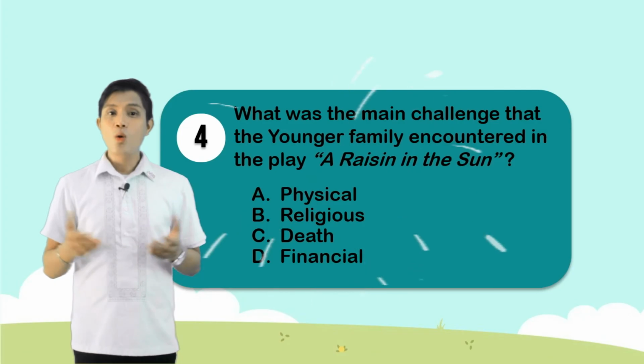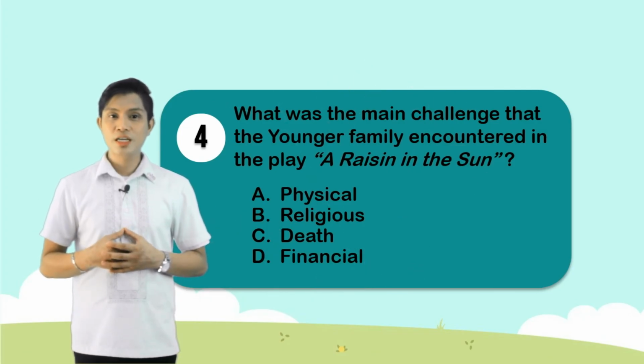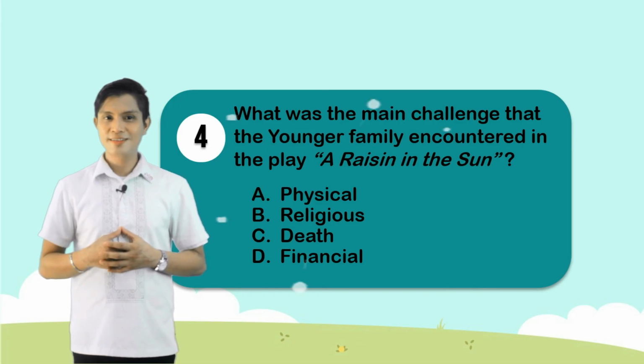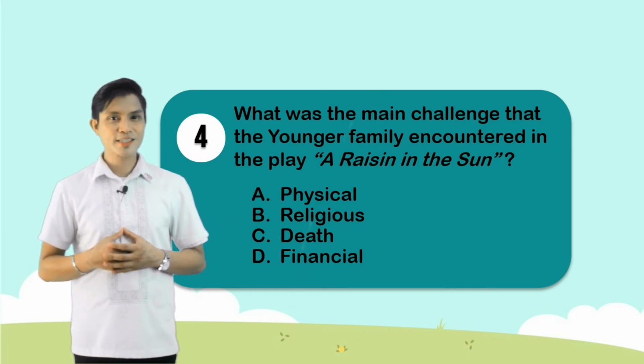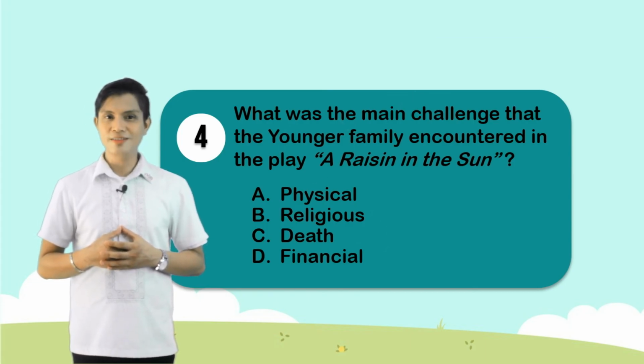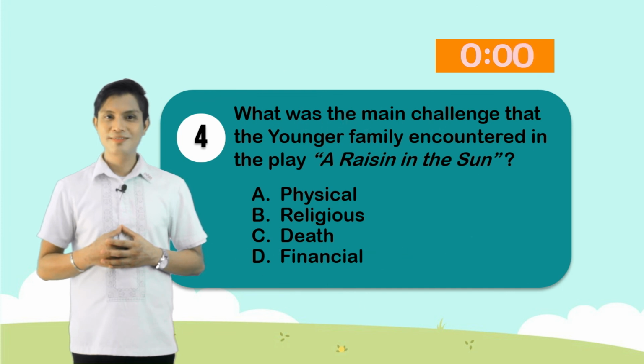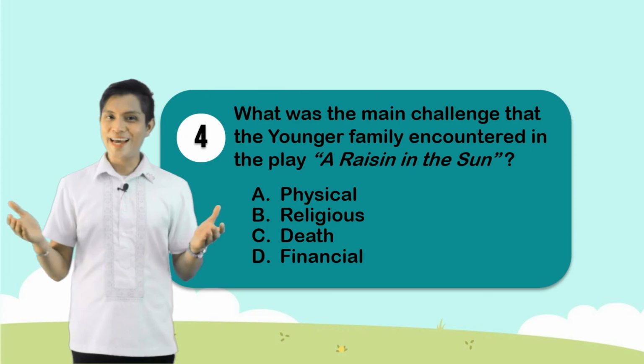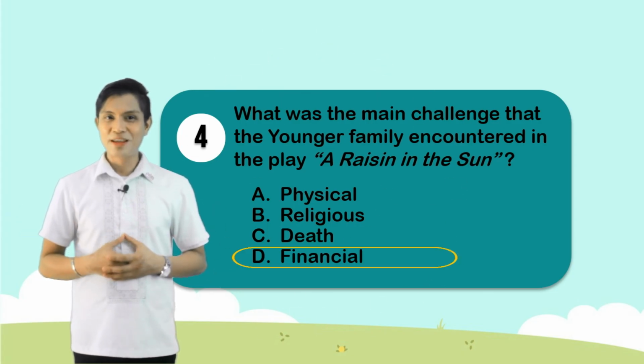Number 4. What was the main challenge that the younger family encountered in the play A Raisin in the Sun? Is it A. Physical? B. Religious? C. Death? Or D. Financial? The correct answer is D.